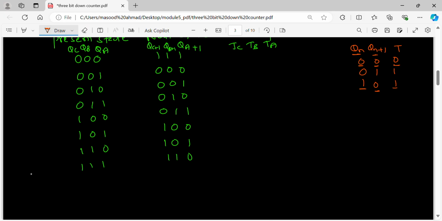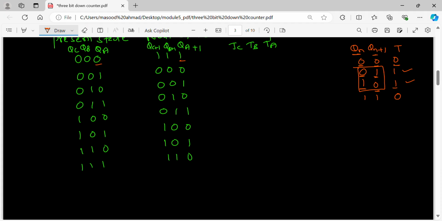This is the output; output versus input is the excitation table. For 1, 1 the input is 0. So if there is no change from present state to next state, then the input should be 0. If the present state is different from the next state, the input should be 1. As we have seen in these two cases, the input should be 1 when the present state is different from the next state. So we will compare QA with QA plus 1 and look at TA, to get this sequence.